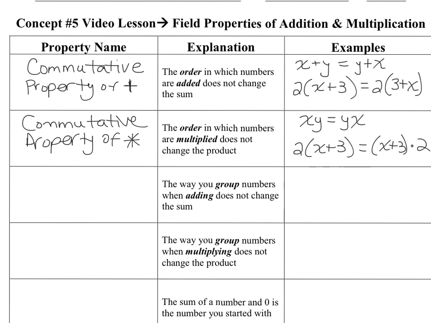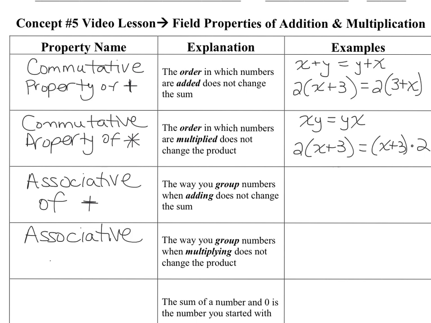All right, those 2 are grouping, right? So the way you group things, that's the associative property. So both of these are the associative property. The first one is the associative property of addition, and the second one is the associative property of multiplication. I'm just writing associative of addition and associative of multiplication. When I draw the star, that's me saying that I'm talking about multiplication.